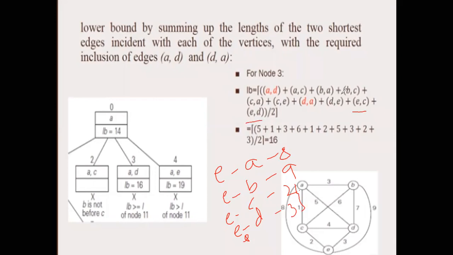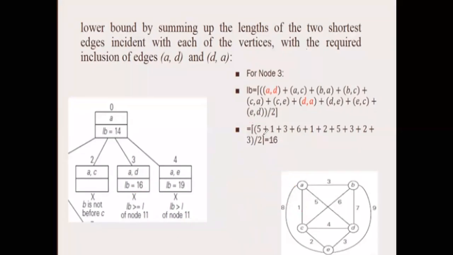So write down all the values and then compute the lower bound. So what is the final value which you get over here? It is 16. Is this clear? Okay, let me just show you how we are calculating this value also, because you may get confused somehow, right? So A to D, what is the distance from A to D? It is 5, correct? So A to C, what is the distance? It is 1.